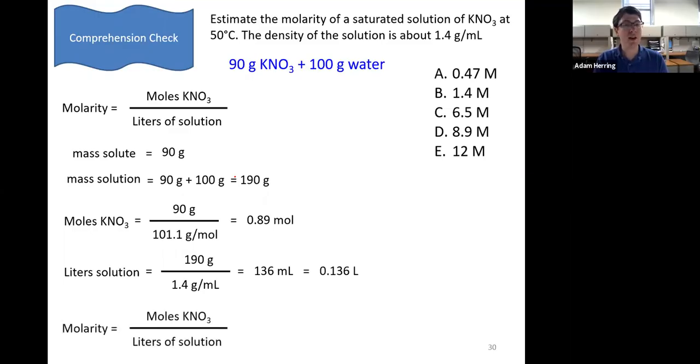The molarity then is found by taking the moles and dividing by the volume of the solution in liters. 0.89 moles per 0.136 liters gets us 6.5 molar.